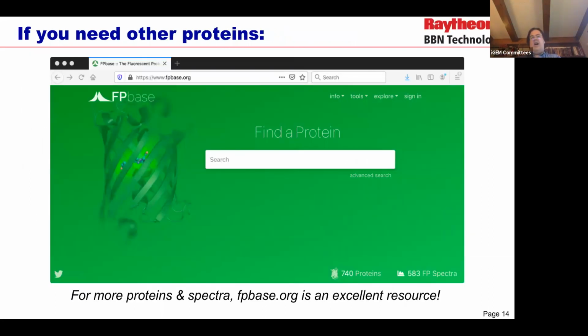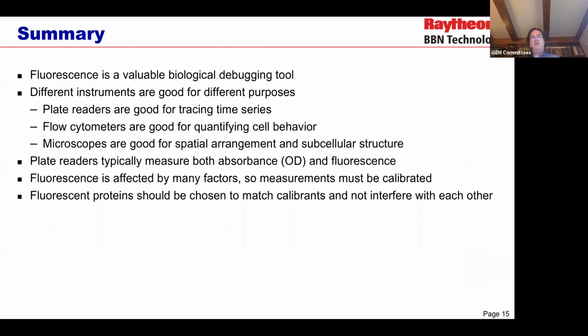If you need to go out beyond these proteins, there's a wonderful resource that I've been pulling up these charts from called fpbase.org. This is a great place to go and explore what is the whole bestiary of possible fluorescent proteins out there. So let me pause here at the beginning of this first section, and I'll go check where our questions are.